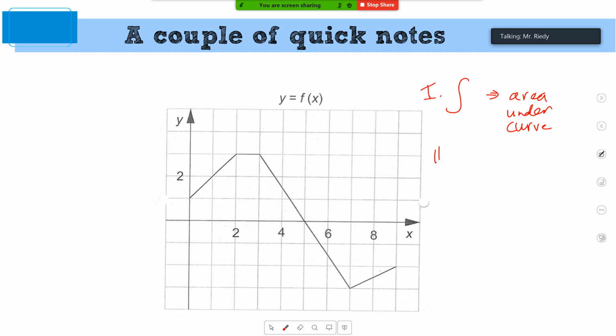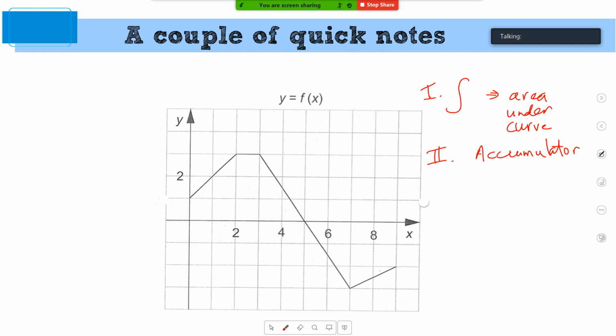Number 1. However, number 2, I'm going to introduce it as an accumulator. Does anybody know what the word accumulate means? Until I keep adding on. Yeah, keep adding on to gather.